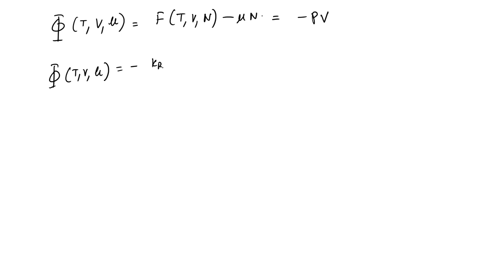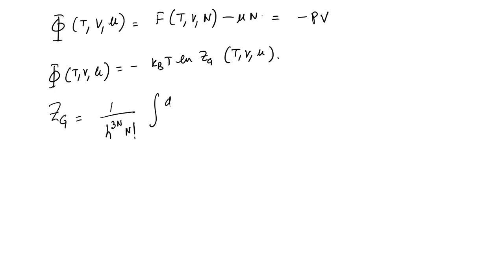So this is equal to minus kT log of Zg, a function of T, V, mu, and in continuum notation, of course, you have Zg equal to 1 over h to the power 3N N factorial, integral d^3N q d^3N p e to the power minus beta (H minus mu N). Now H minus mu N is what you have to consider. So H is the Hamiltonian of the system, and now instead of the Hamiltonian you have to take H minus mu N, because of this family of ensembles being able to exchange the number of particles.